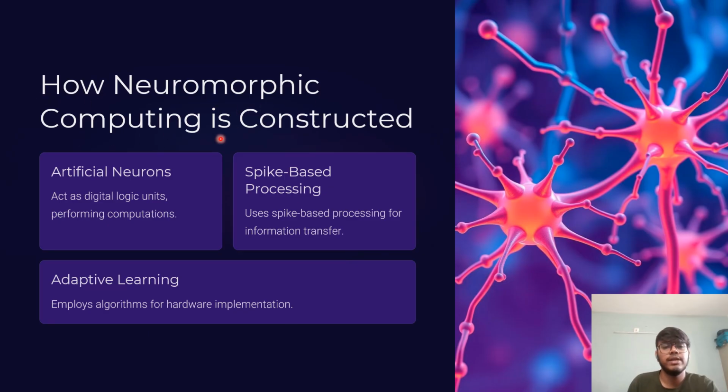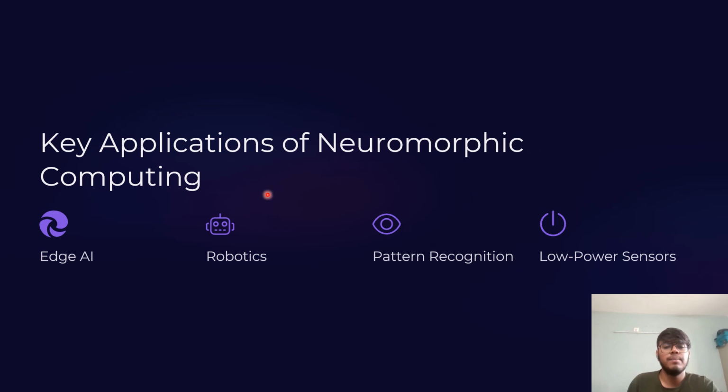How neuromorphic computing is constructed. Neuromorphic systems are built using artificial neurons that work similarly to digital logic units. Those neurons communicate using spikes or pulses, not continuous signals. The system is designed to learn through algorithms like STDP, where the timing of spikes decides how the system adapts. The combination of digital logic and brain-like models creates a machine that can think, learn, and even make decisions.